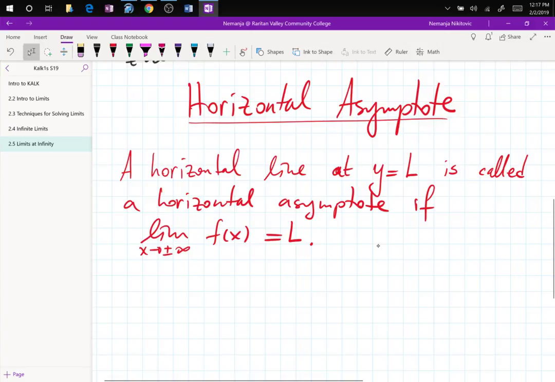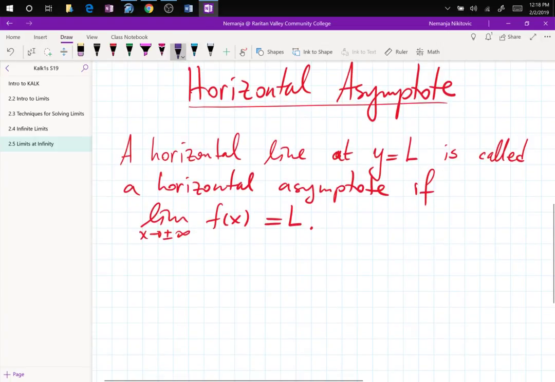Please make a note right now that functions can cross horizontal asymptotes. Functions can cross. So let me talk briefly about that. We'll talk much more about that in chapter 4. But it's good to at least have some sense and keep this in the back of your mind. So functions can cross horizontal asymptotes.